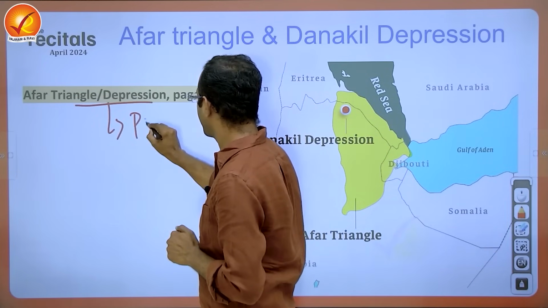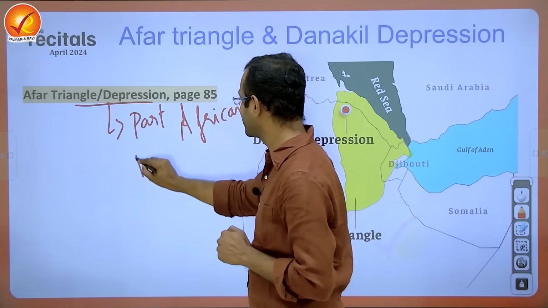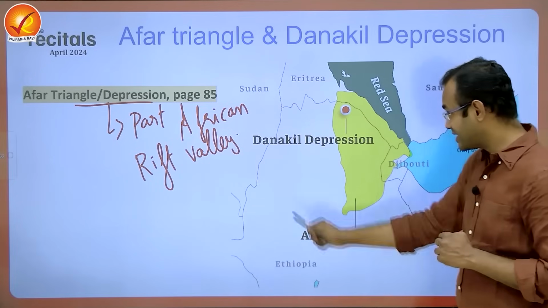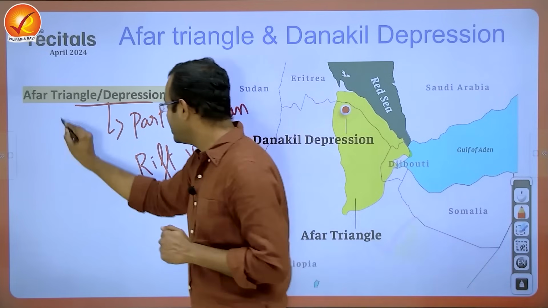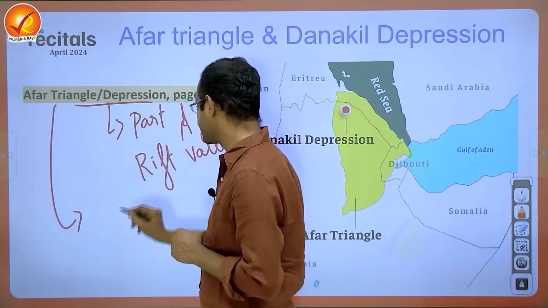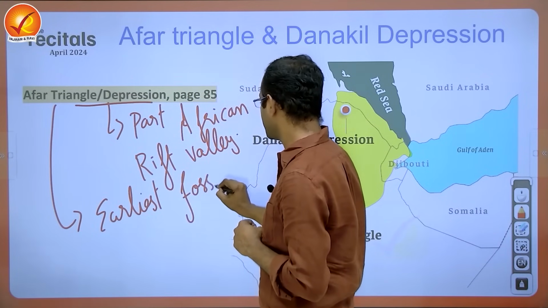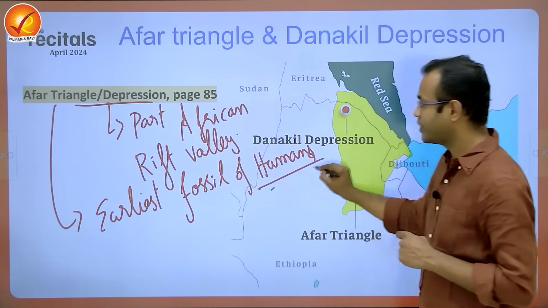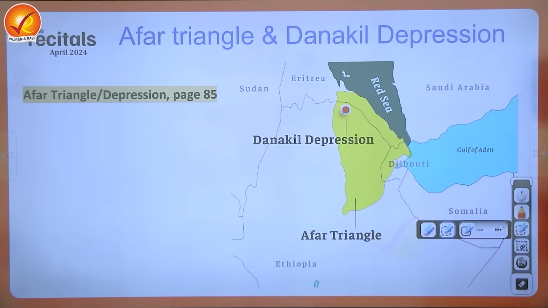It's a part of the African Rift Valley. We will discuss the African Rift Valley in detail in the slides to come. The important uniqueness of the Afar triangle and Afar depression is the earliest known fossils of humans. The earliest known fossils of humans are present in the Afar triangle.